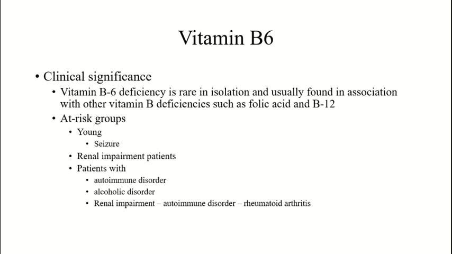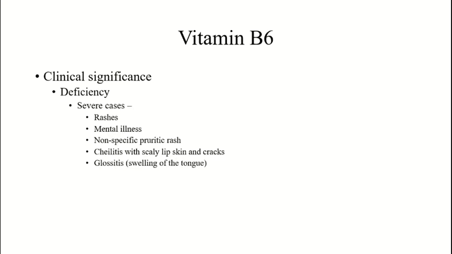Now, included in this group are those with renal impairment, autoimmune disorder, and chronic alcohol use. Patients with chronic renal failure or renal impairment, especially those receiving hemodialysis, have low plasma levels of B6. Autoimmune disorders such as rheumatoid arthritis have increased catabolism of B6, resulting in higher demand for dietary supplementation of B6. Vitamin B6 deficiency may present with seizures in the young.